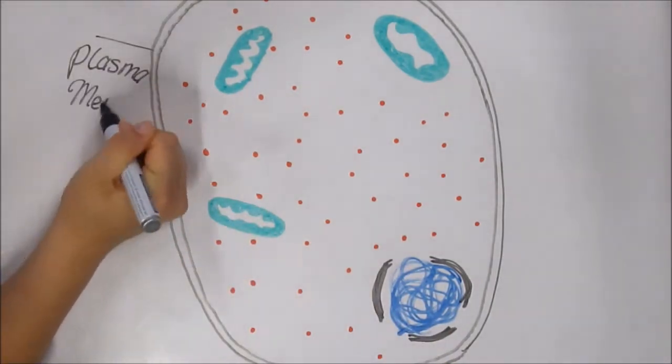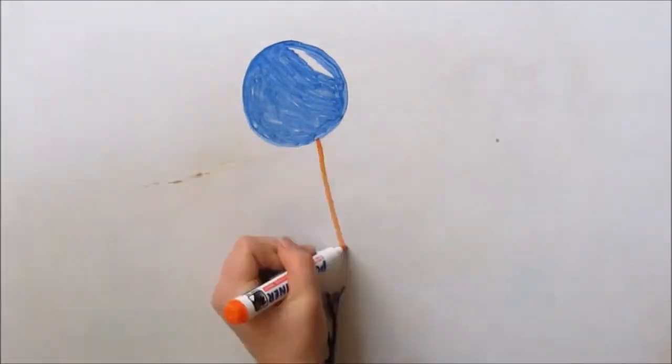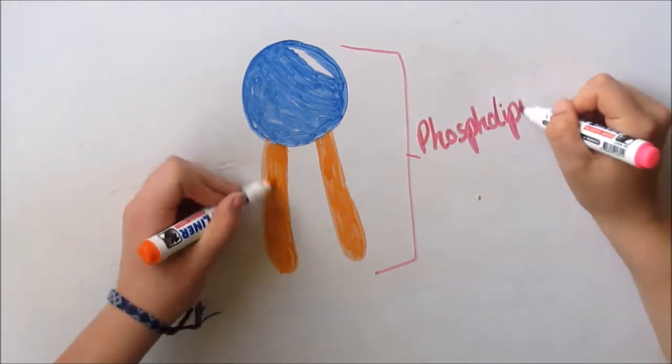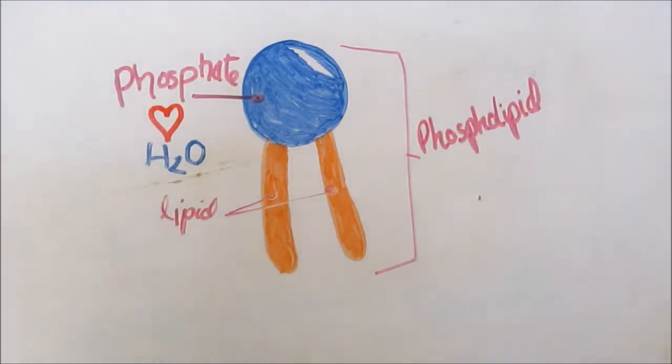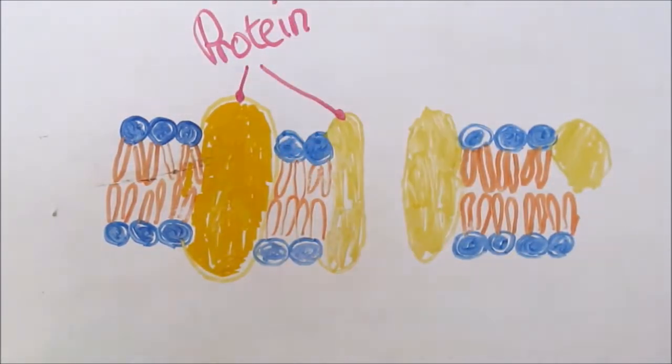The cell is surrounded by a plasma membrane. This is composed of phospholipids and proteins. Let's talk about the phospholipids. Phospholipids consist of phosphates, which are water-loving, and lipids, which are water-hating. They are arranged in a double layer that are called bilayers. Proteins are completely or partially embedded in this phospholipid bilayer.